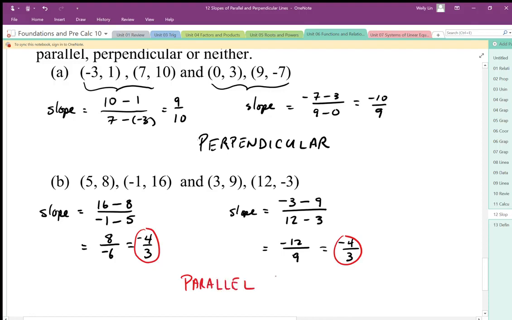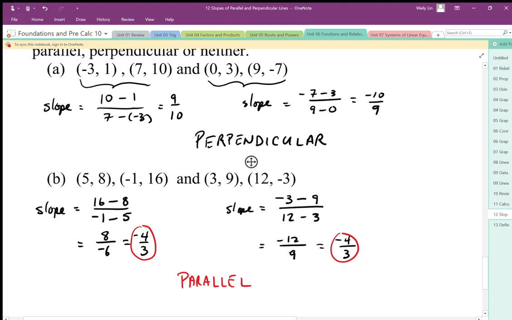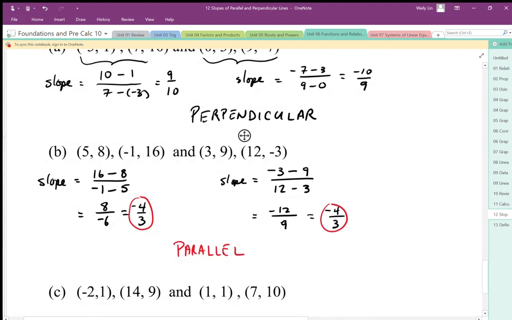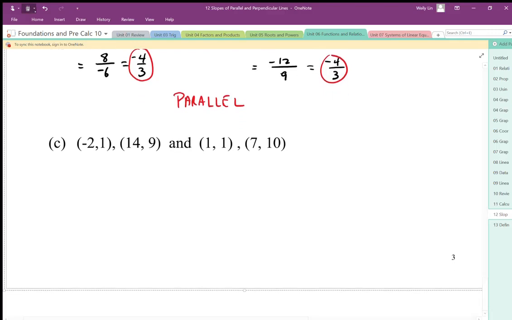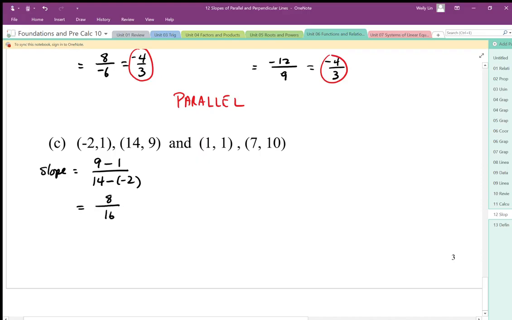Parallel lines share the same slope. Lastly, we can compare these. So we're going to again calculate the slopes, the change in y over the change in x. I end up with 8 over 14 minus negative 2, which is plus 2, so it's 16, so it simplifies to 1/2.